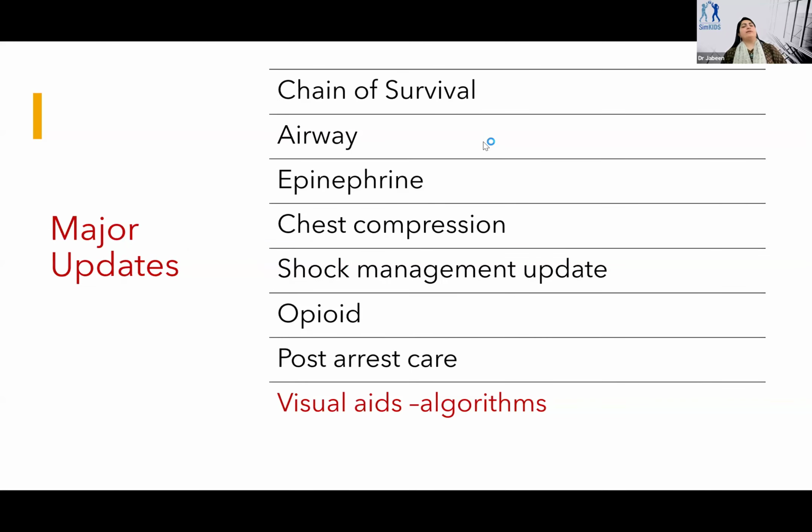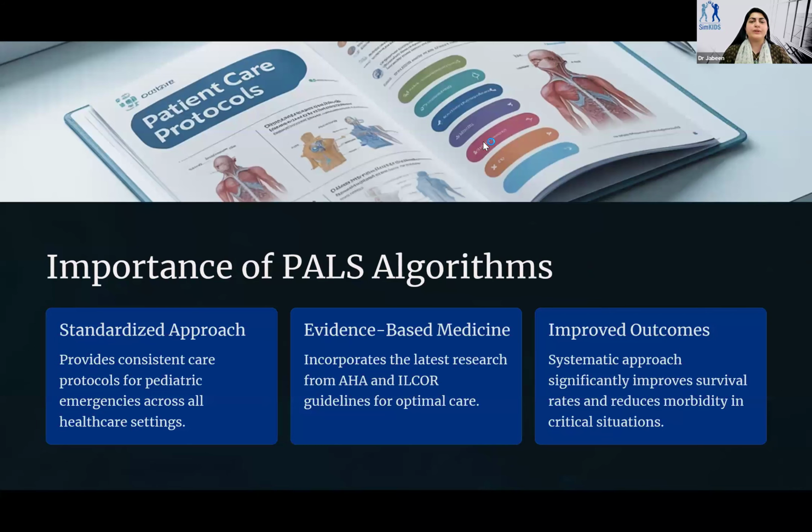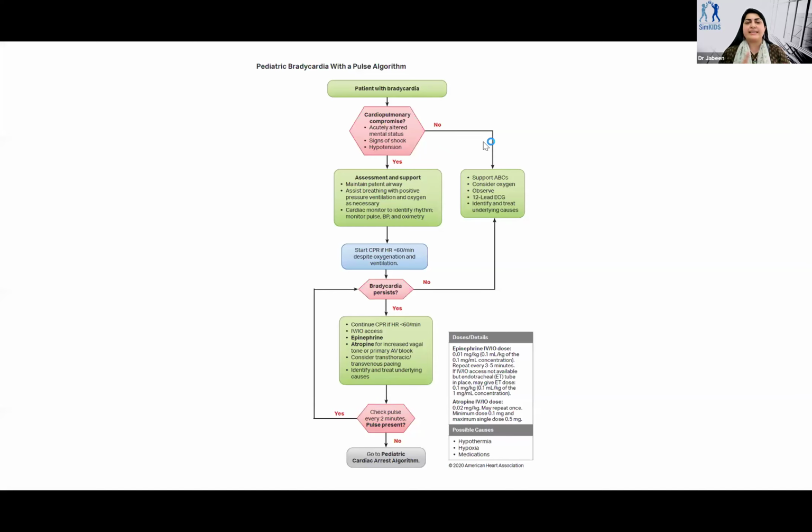The last part is they have done a very, very good job in improving the visual aids and algorithms. So let me tell you what the visual aid and algorithm is. This is the pediatric bradycardia algorithm. They have made it color coded, used different color combinations, and put in very explicit yeses and nos, which is a very, very good thing in the pediatric algorithms. And we will talk a little bit about each, bradycardia and tachycardia, in a nutshell.